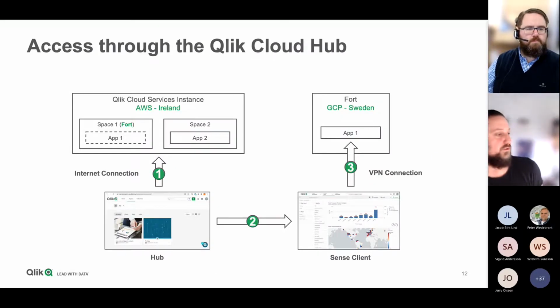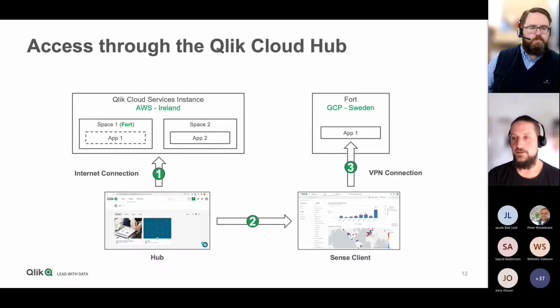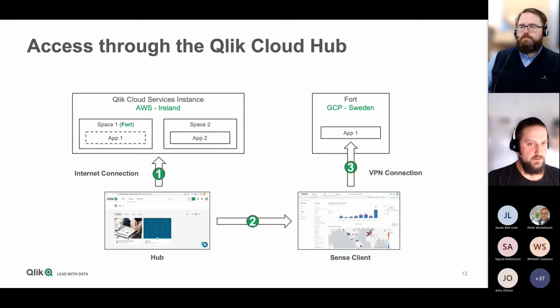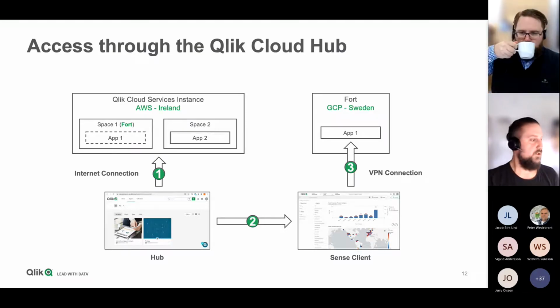Again, the user always starts in the hub. And you see the spaces that are connected to a fort, and you see the apps. But once you start interacting with the apps is when you step into step number 2 in the Sense client, and the Sense client automatically knows, oh, this app is in this fort. So the user gets redirected, the app opens, and the user just continues their experience as they would have if the app would have been in SaaS.